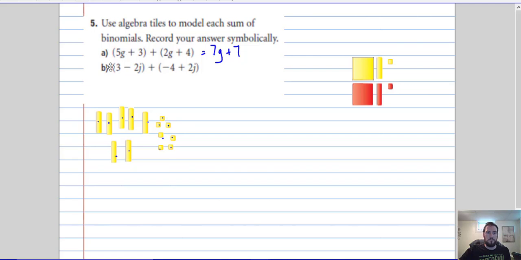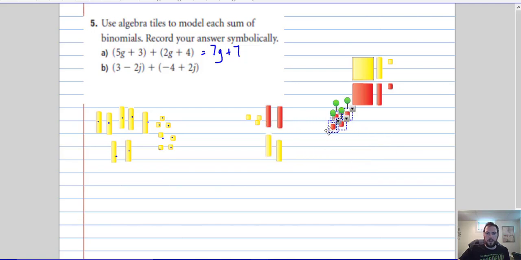Again, all I'm doing is making these polynomials using my algebra tiles. So 3 minus 2j: 1, 2, 3, and then we're going to minus 2j, so we're using our negative algebra tile, minus 2j, and then negative 4: 1, 2, 3, 4, and we're going to plus 2j. So 1, 2.